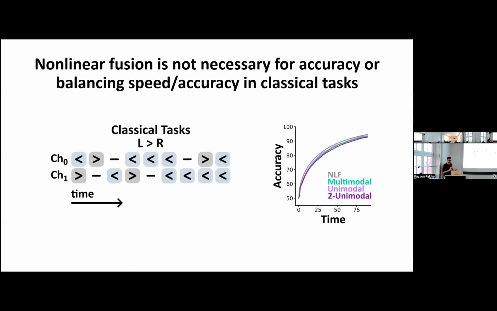Okay, so with the setup, we then started by considering the classical tasks which have been used in multisensory studies like this in the literature. In these tasks, the observers are presented with sequences of directional cues over time, and then have to make a decision. The correct decision just depends on the bias. In this case, you can see that there's more information to the left overall, so the correct decision for this sequence is left.